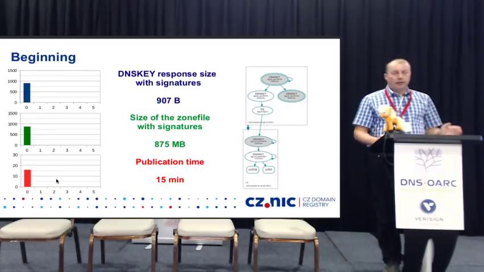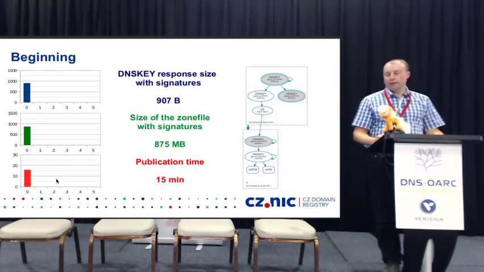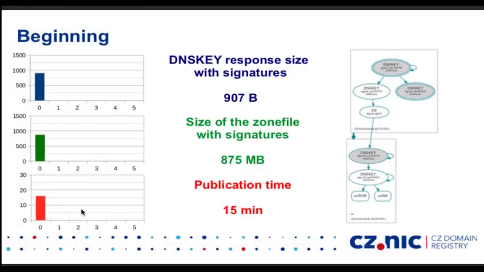Here is the description of all 5 steps of the conservative algorithm and the 3 interesting numbers that we were tracing. At the beginning, zone publication time was about 15 minutes. That's all together with the zone file generation from the registry, signing, and publication to the hidden master server.